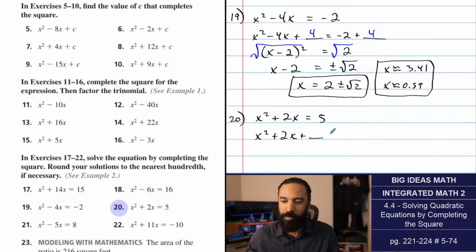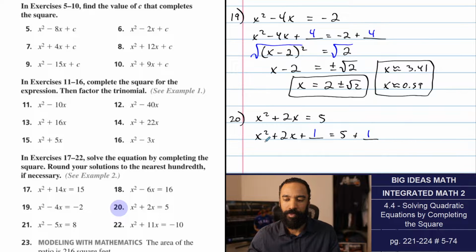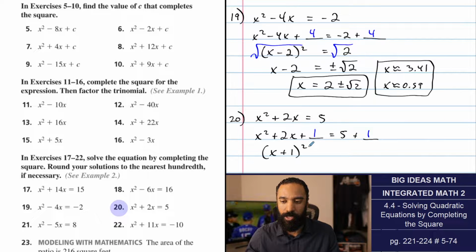x squared plus 2x plus blank equals 5 plus blank. We now complete the square, make a perfect square trinomial. This number's 1. See if you can figure out why that's going to be. And so we add 1 to this side as well. 2 divided by 2 is 1, and 1 squared is 1. And because 2 divided by 2 is 1, 1 is also that value that goes into here. This is your factored form of the perfect square trinomial. 5 plus 1 is 6.